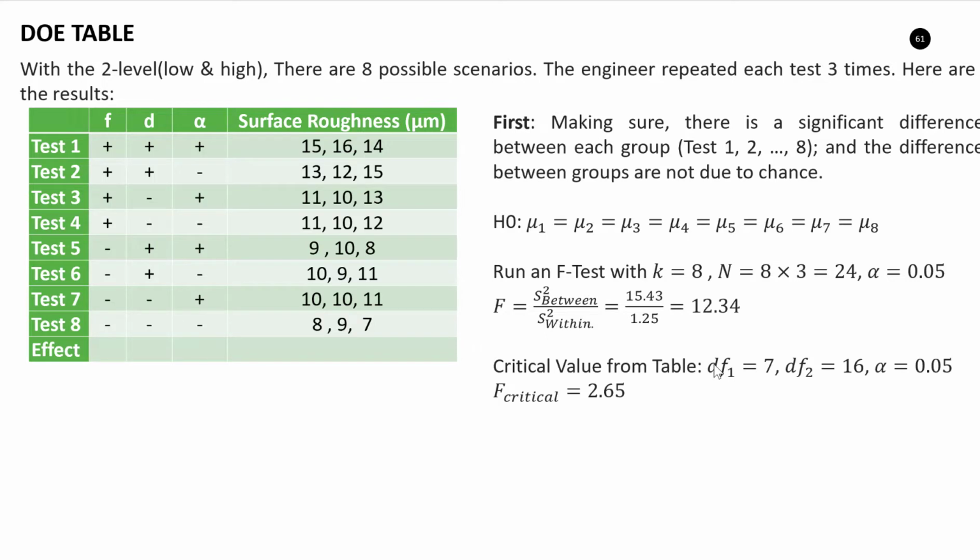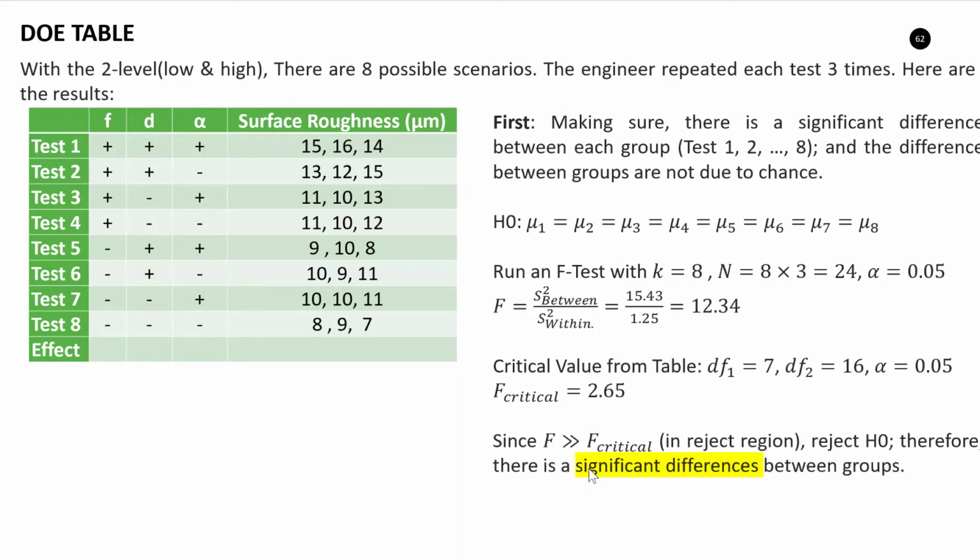We look up our F table, and based on DF1, degree of freedom 7, which is K, 8 minus 1, and DF2, which is N minus K, 24 minus 8 gives me 16, and alpha is 5%, our critical value is 2.65. Obviously, 12 is way larger than 2.65, and we realize that we are in a reject tail region, and so we reject our null hypothesis.